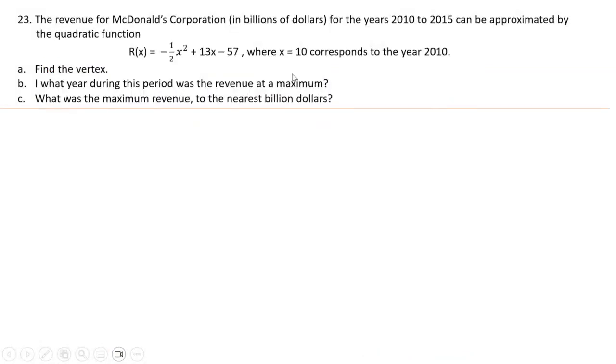Okay, now I think I have one more problem to do. Let me see, what time is it? Yeah, we've got time. Well, this is how you apply quadratic functions in real life problems.